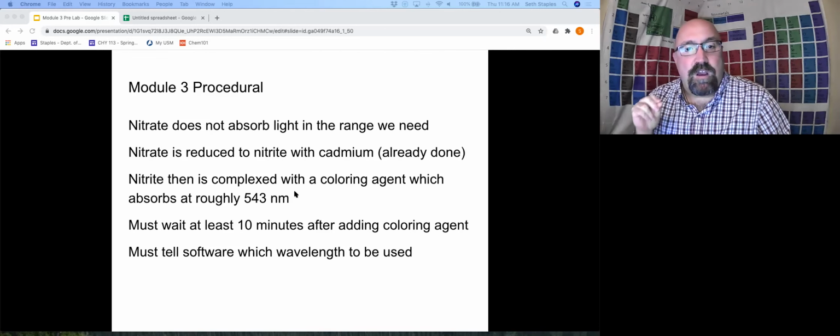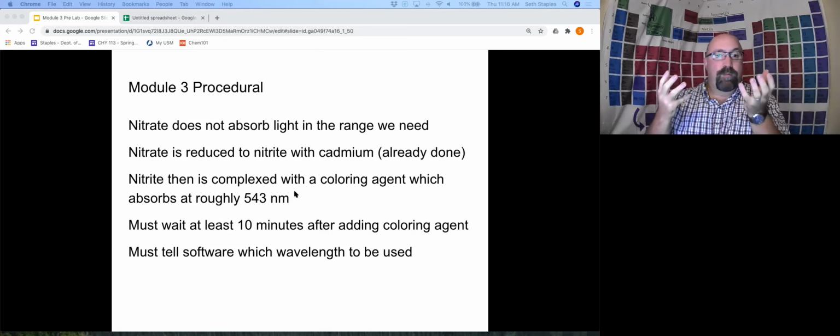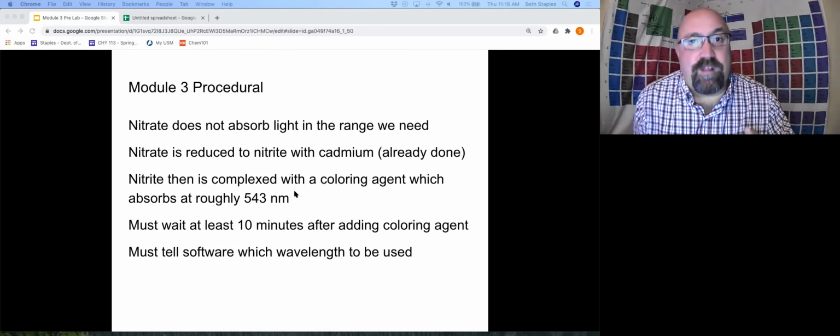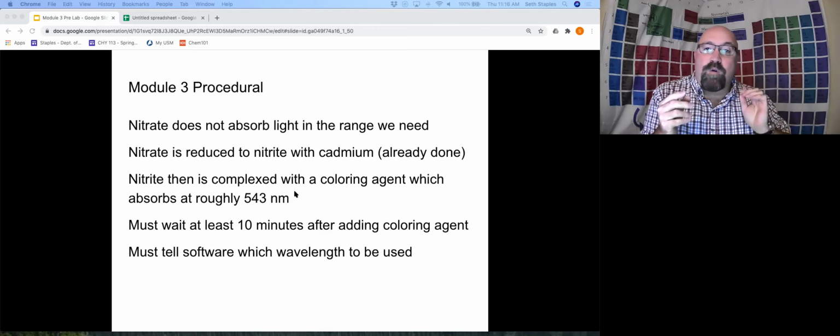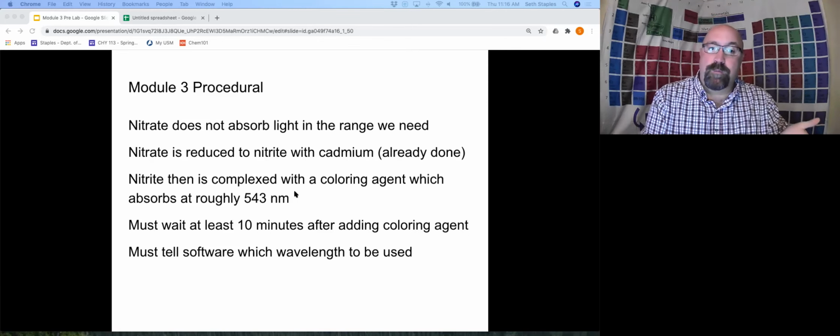We can then complex the nitrites with a coloring agent. That coloring agent definitely does absorb at about 543 nanometers. So now we have something that will absorb. And you'll actually see this. This is part of what you're going to do. You're going to do this for all of your standard curve solutions, as well as all of your Green River samples. We're going to add in this coloring agent so that we then have a colored sample that will absorb within the wavelength range that we need it to.